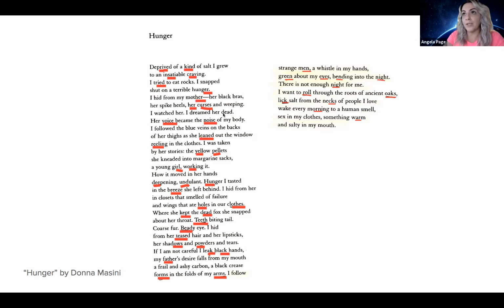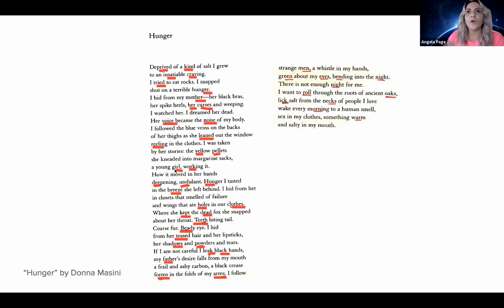So I'm paying more attention to the internals, like "her curses," those R sounds, and even the E in there, "her curses." It's so weird how an E and a U can create the same vowel sound, but that's English. And what else do we have here? "Voice" and "noise" is another one that I picked out. "Voice, noise, boy, noise," and even the C and S. "Leaned" and "reeling," they both have that long E sound. "Yellow pellets," that's probably the most easily identifiable one.